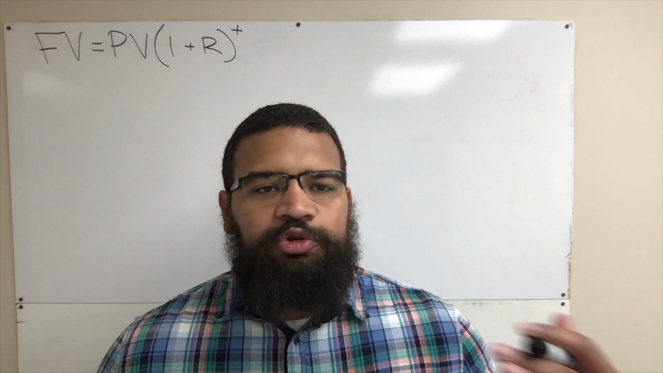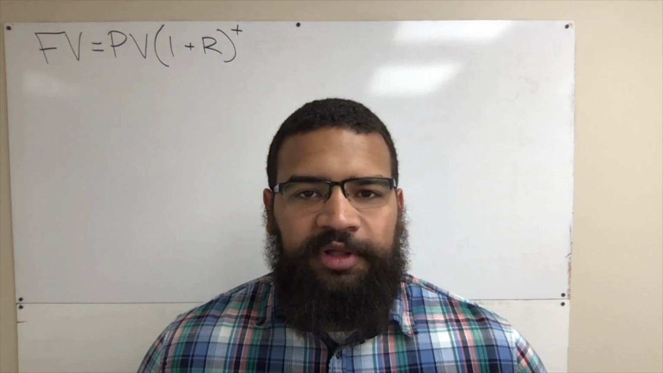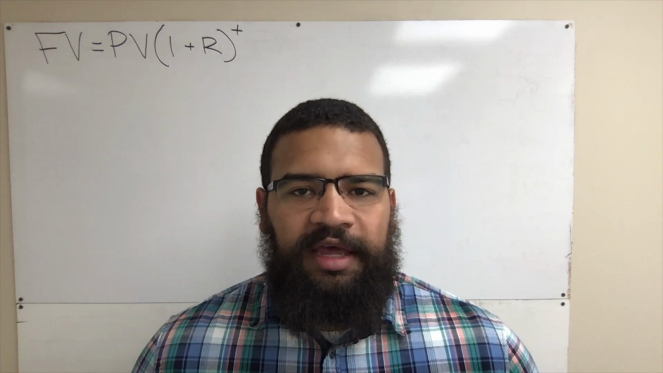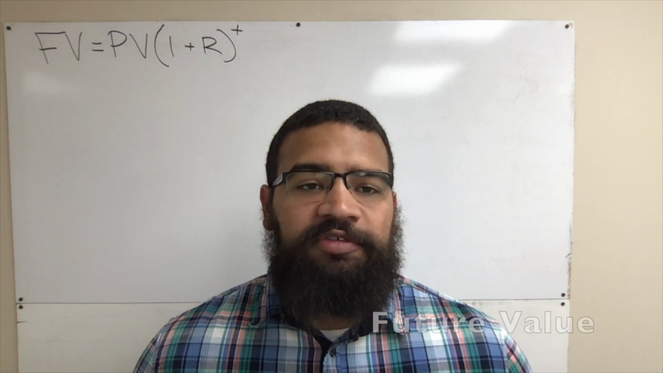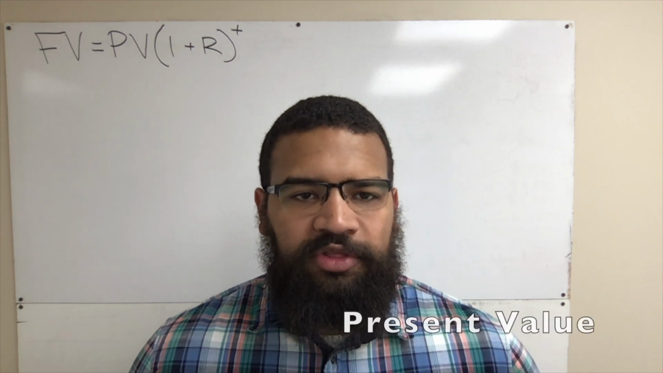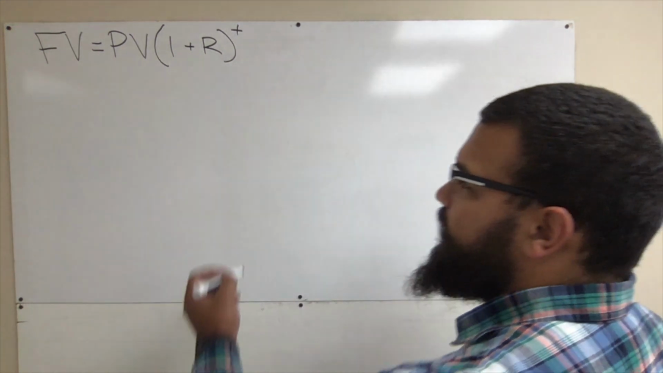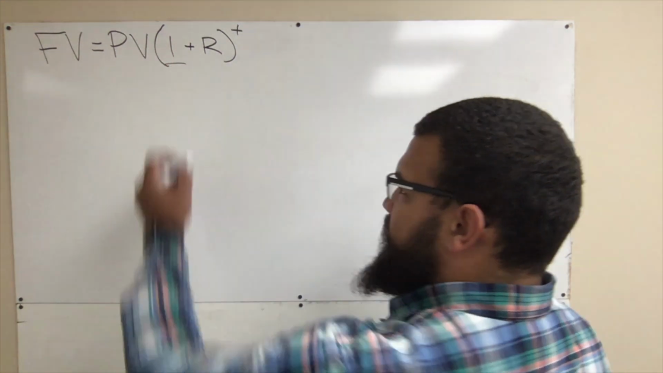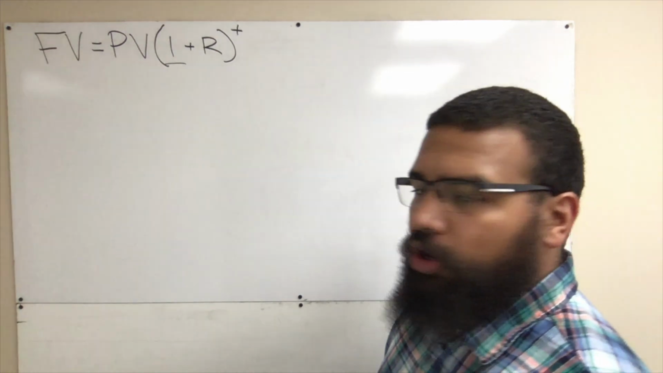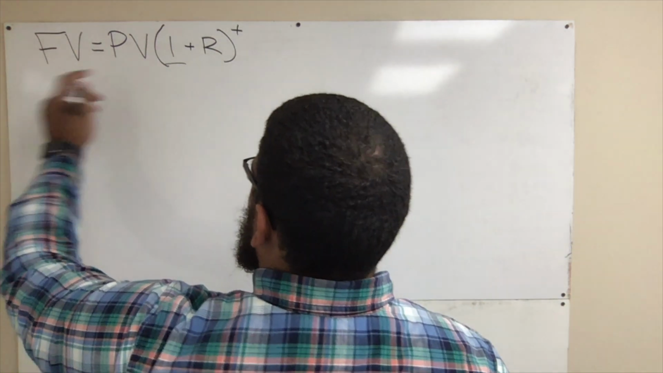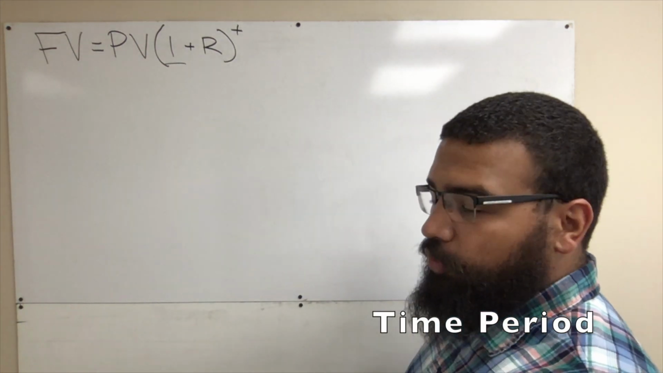So this is the future value of a dollar formula that's here behind me. FV is future value, the PV is present value, this one is just a placeholder so that we don't accidentally decrease your money, the R is rate, and this T is time or the time period.